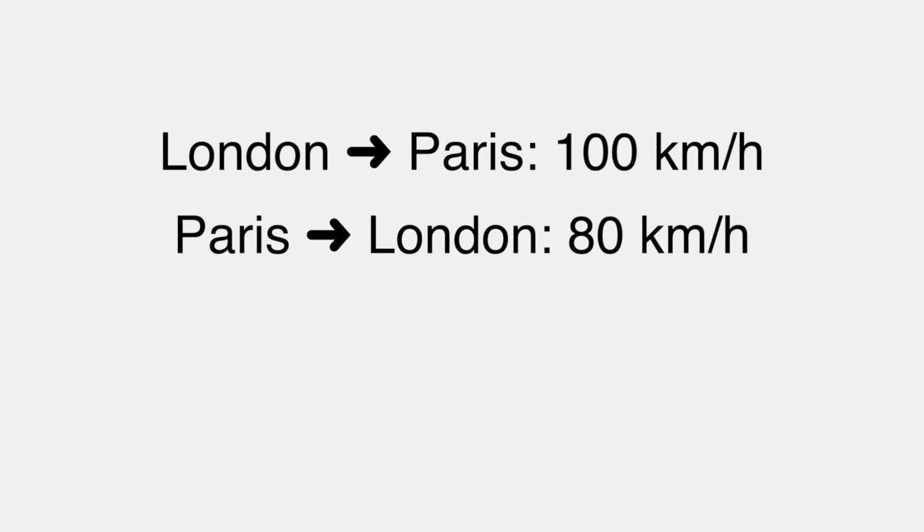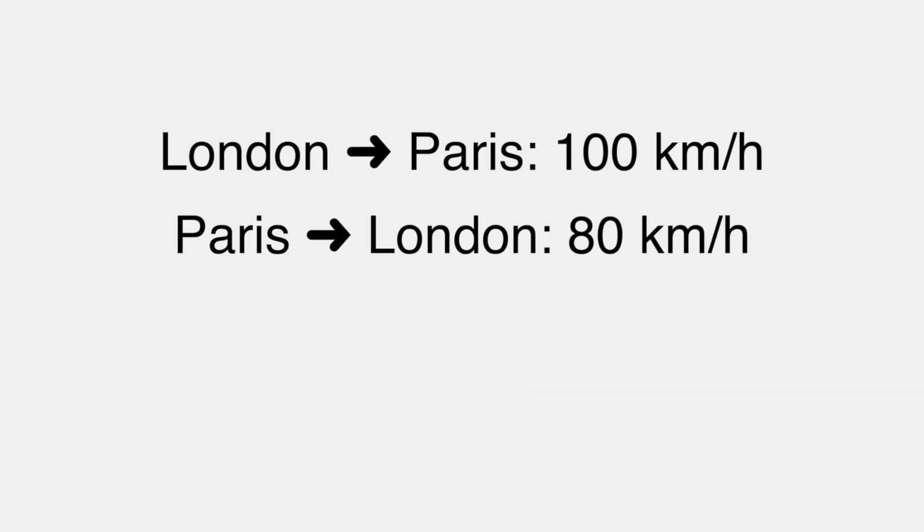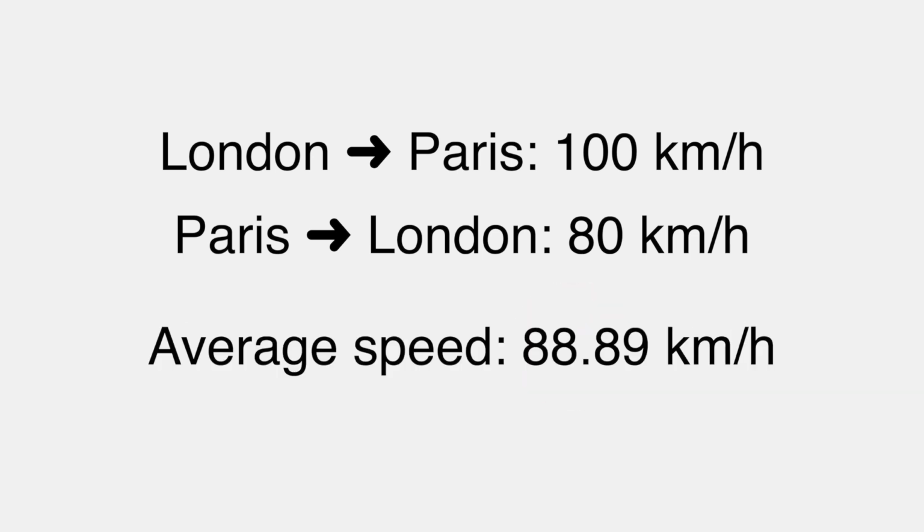And now you want to know the average speed of your journey. Intuitively, you may think that your average speed would be 90 km per hour, but that's wrong, because speed is measured in kilometers per hour, distance per time. And the train was driving more time at 80 km per hour than at 100 km per hour. To obtain the correct average speed, just calculate the harmonic mean, which is 88.89 km per hour.